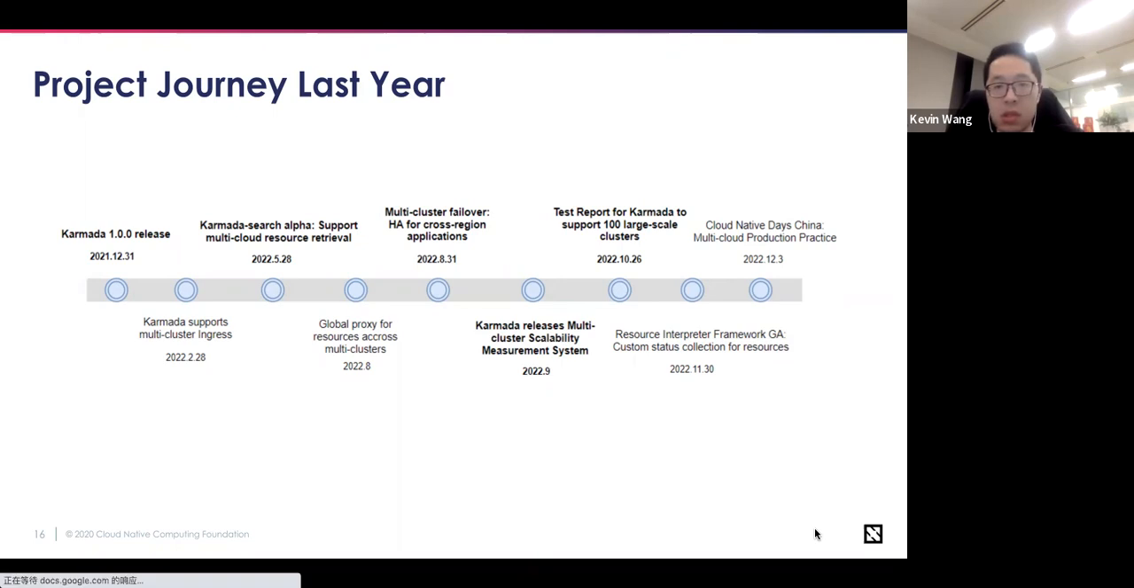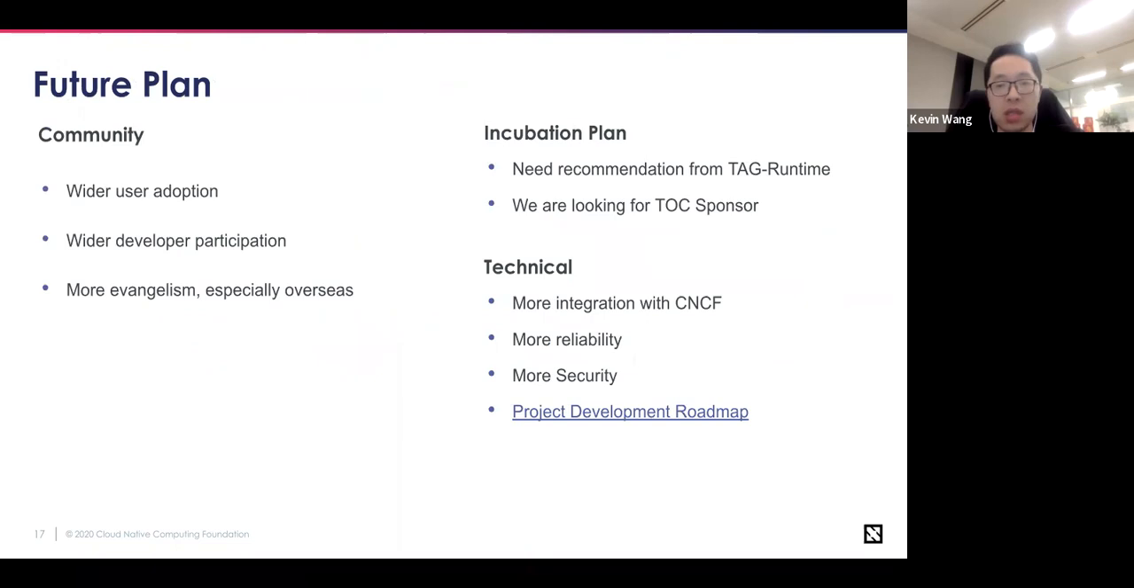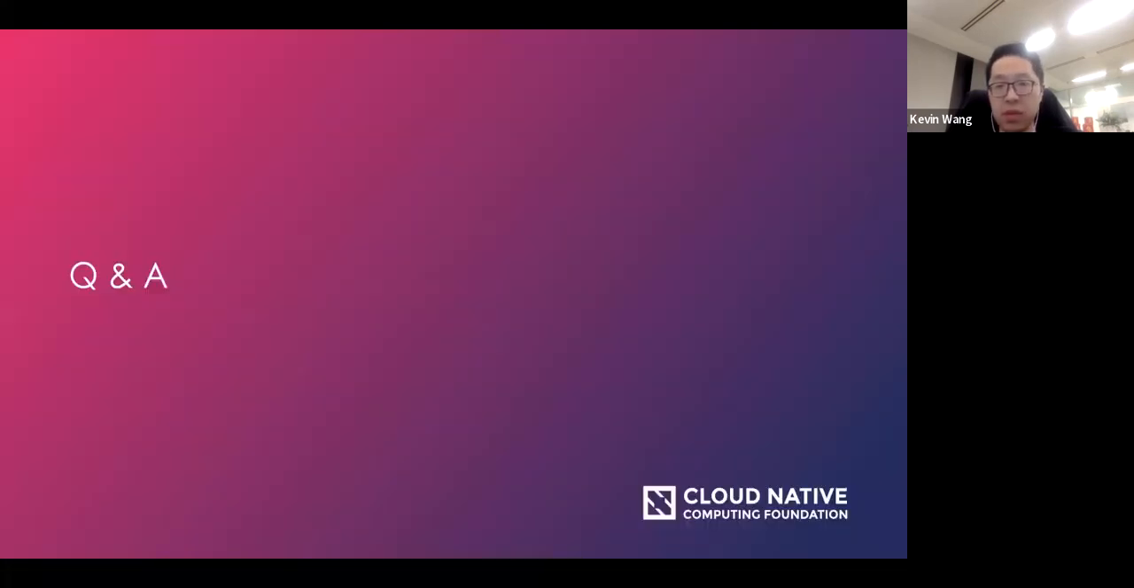So that's just a brief about the project. Today we have already got a lot of user adoption, but we are expecting to make the community more open and beneficial to more users and adopters. For the Karmada project this year, we think reliability and security are the most important, because a lot of end users are already using Karmada to manage very large scale, like 100 clusters or 30, 50 clusters. And for the incubation process, we are currently looking for a TOC sponsor. So that's all for my presentation.